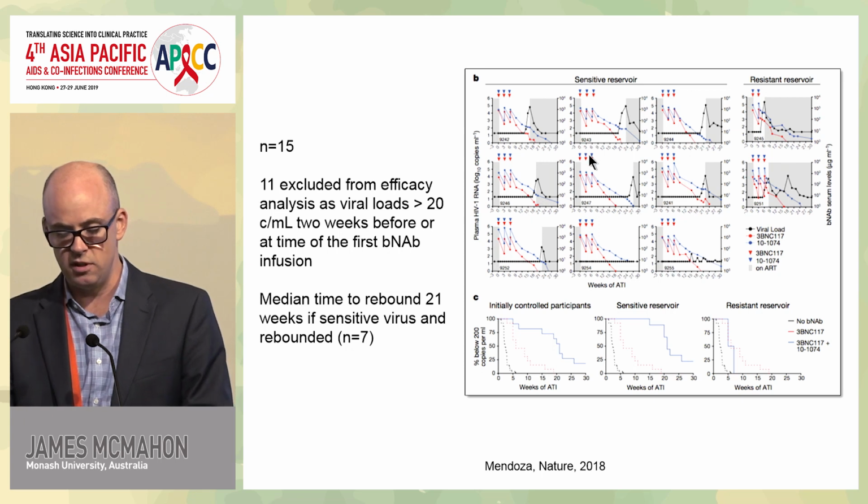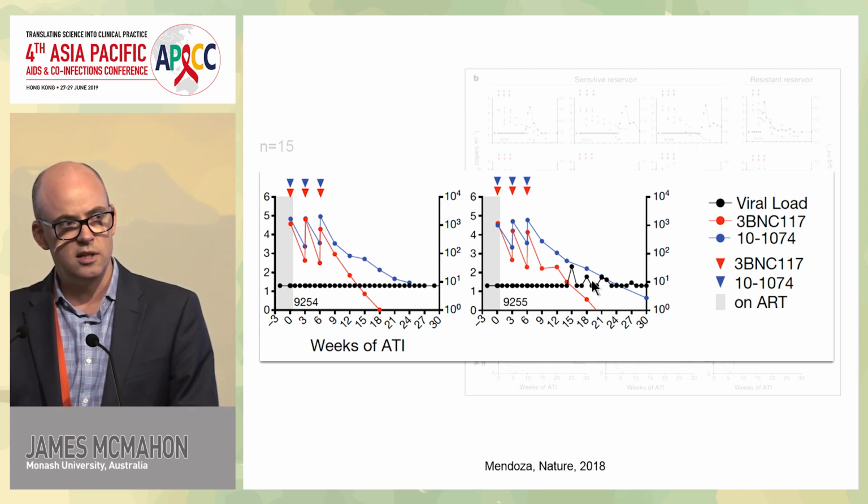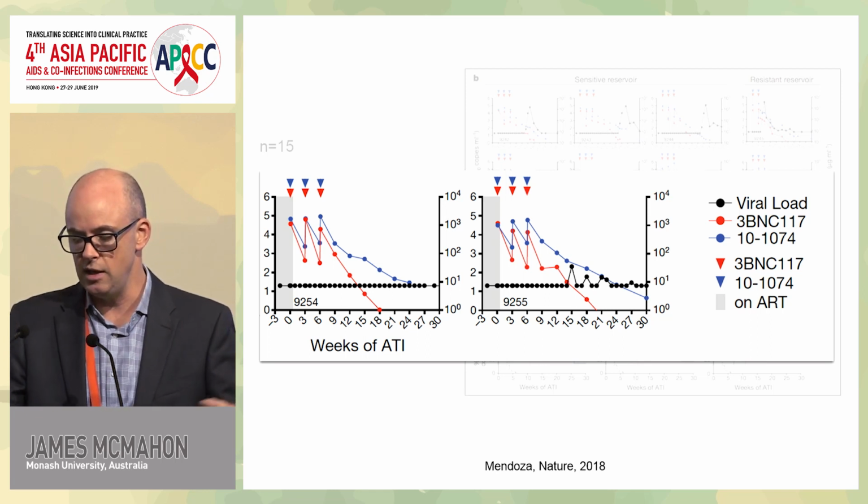But there were a couple of participants which were of great interest. You can see this is the levels of the antibodies over time. The black line is the viral load down the bottom. And these individuals maintained viral suppression even though the antibodies had disappeared from their system. So the idea was, was this just a natural phenomenon? They were always going to control viral replication anyway, or was it something about these antibodies that were controlling the viral replication?